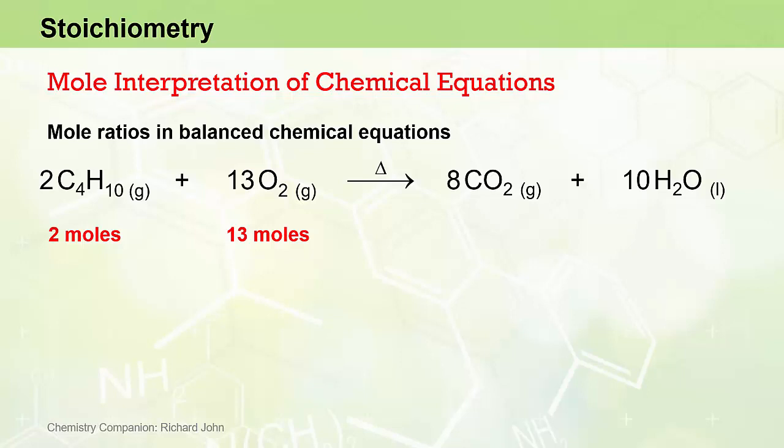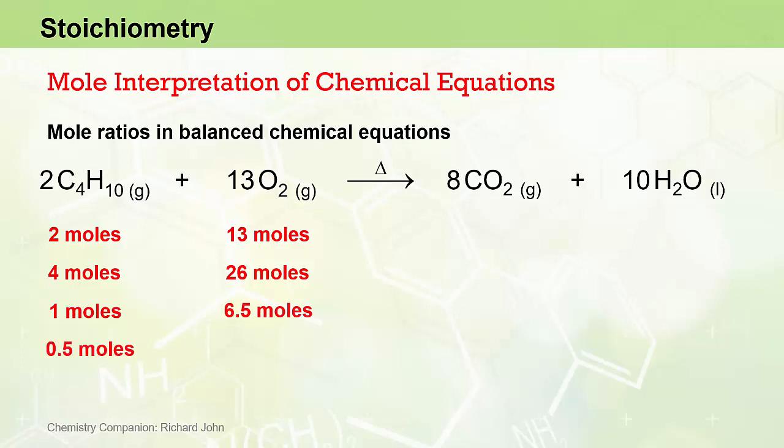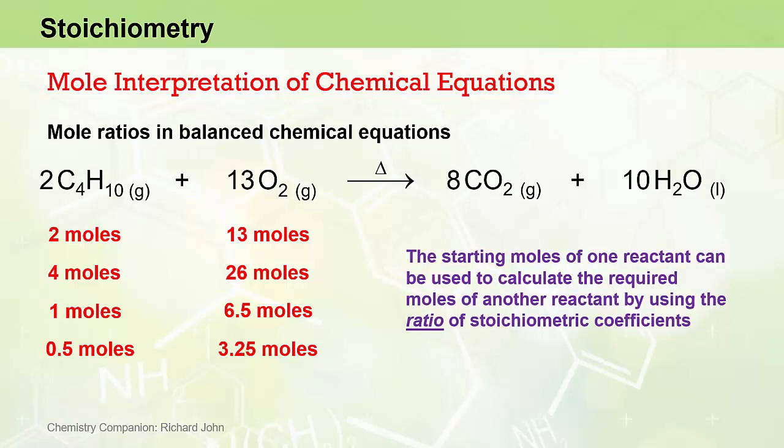If instead of 2 moles we started with 4 moles of butane, we can use the same ratio to calculate that 26 moles of oxygen would be required. If the starting moles of butane were reduced to 1 mole, we can calculate that 13 on 2, or 6.5 moles of oxygen would be required. And finally, if we started with 0.5 moles of butane, we would see that 3.25 moles of oxygen would be required. In other words, the starting moles of one reactant can be used to calculate the required moles of another reactant by again using the ratio of the relevant stoichiometric coefficients in a balanced chemical equation.